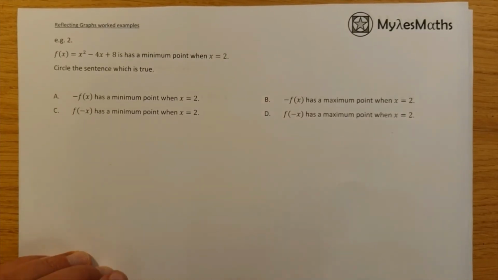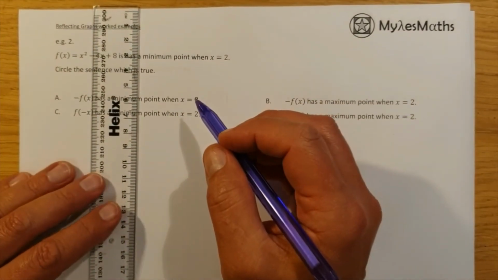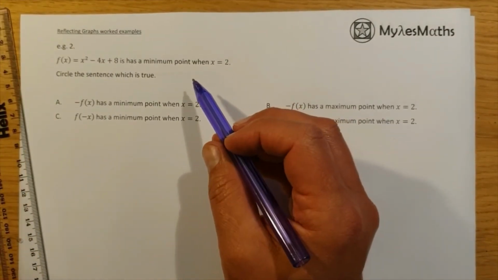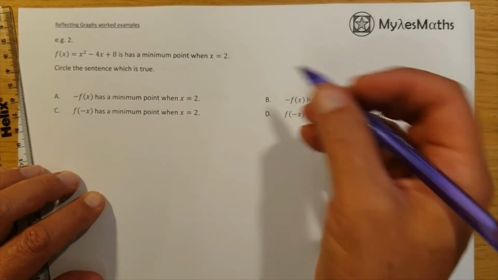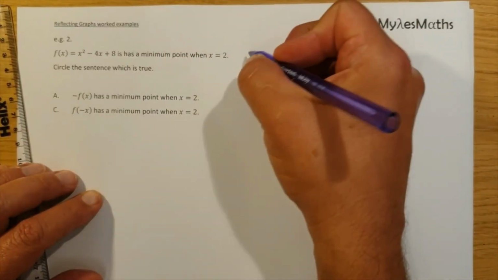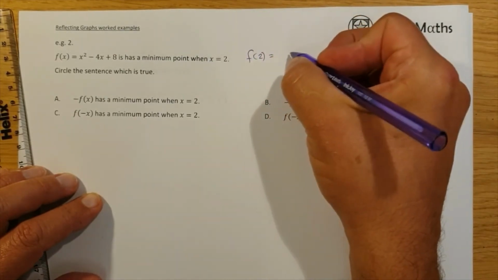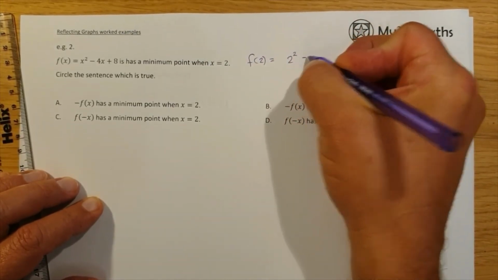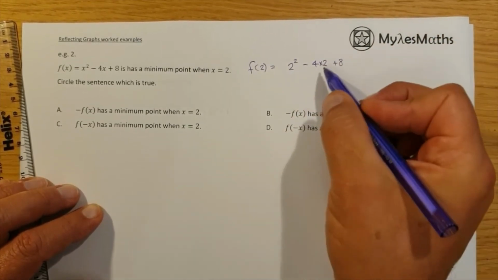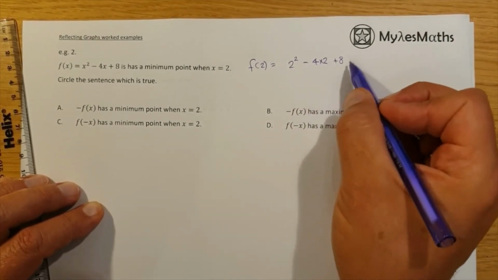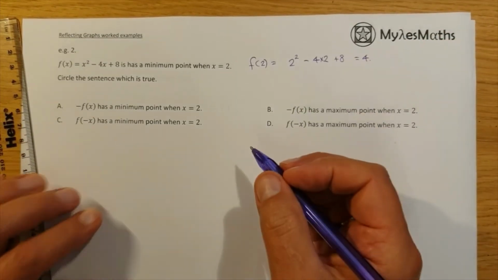So I'm going to sketch this thing. I don't know where this minimum point is. I could work that out, of course, very quickly. I might actually say, well, what's f of 2? f of 2 would be 2 squared minus 4 times 2 plus 8. So this is 4 minus 8 plus 8, which is 4. So this is at the point 2, 4.